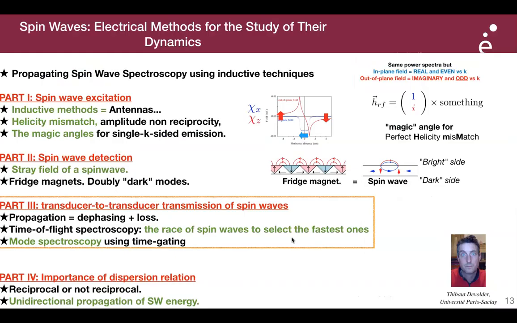And this brings me to the end of my second part. And the main message here is that a spin wave is a fridge magnet, has a dark side and a bright side.